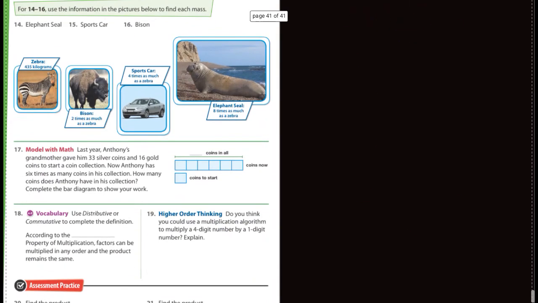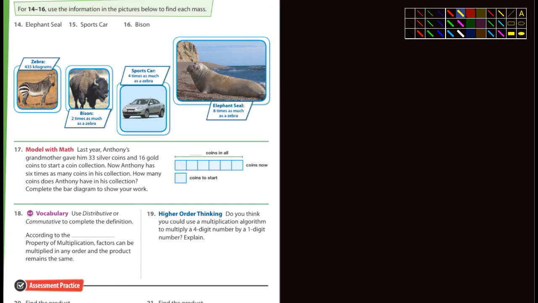Problem solving. Let's take a look. Elephant seal is 14. Sports car is 15. 16 is bison. Use the information in the pictures below to find each mass. Oh, interesting. So, the zebra is 435 kilograms. A bison is 2 times as much as a zebra.